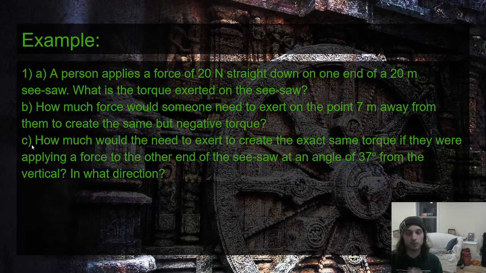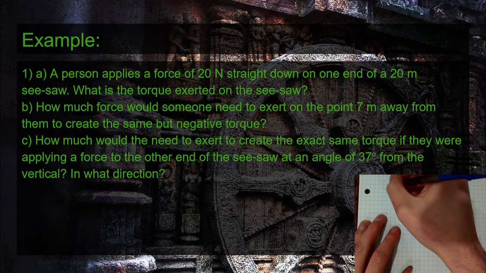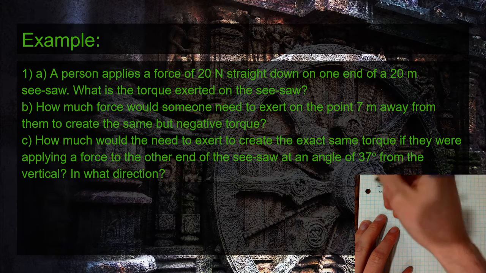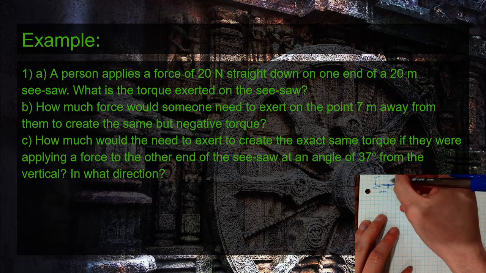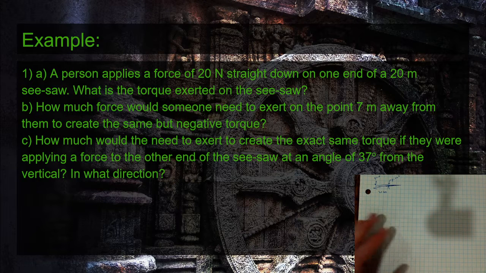Great. So, quick example. A person applies a force of 20 newtons straight down on one end of a 20-meter seesaw. What is the torque exerted on the seesaw? So taking that and copying it down, we've got our little seesaw. We know that it is 20 meters long, and there is a force of 20 newtons going straight down from this location. This is our pivot right in the middle, and we're good. So going through, solving this out.